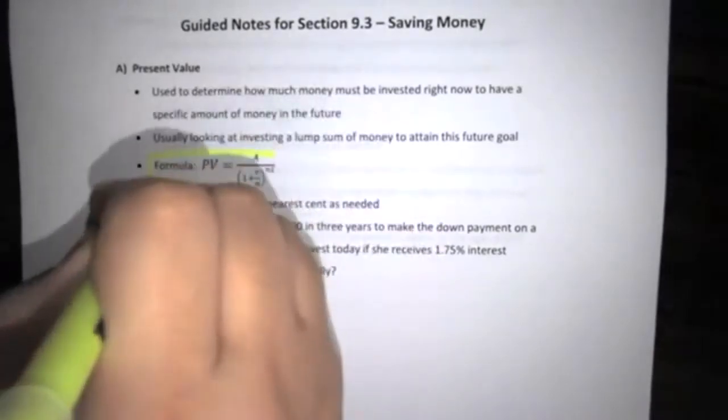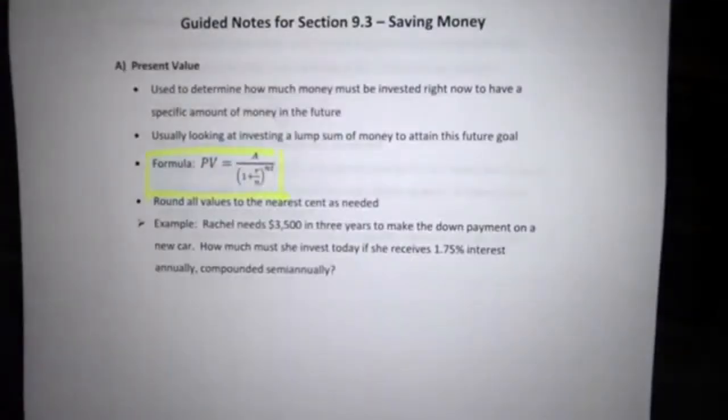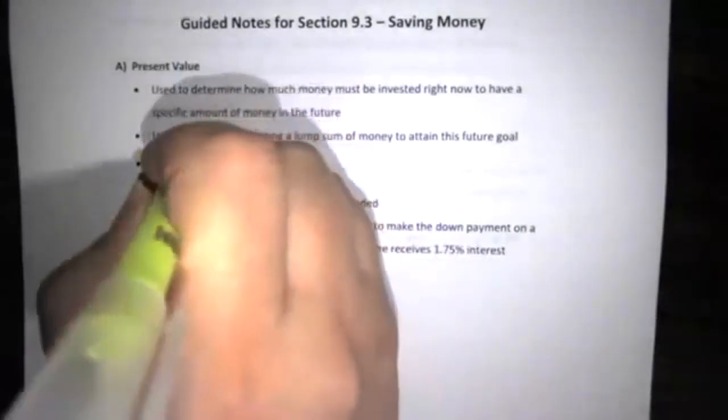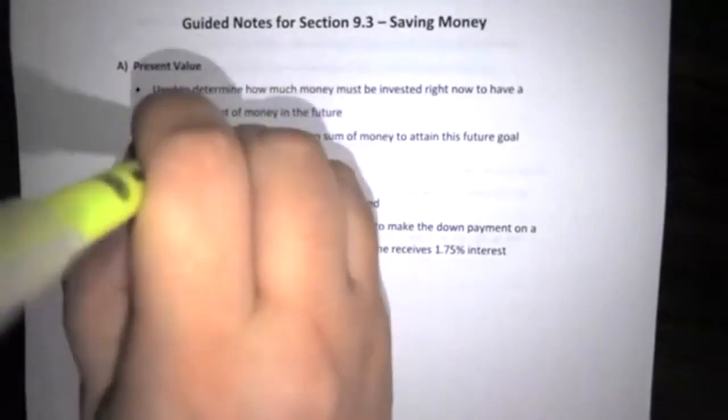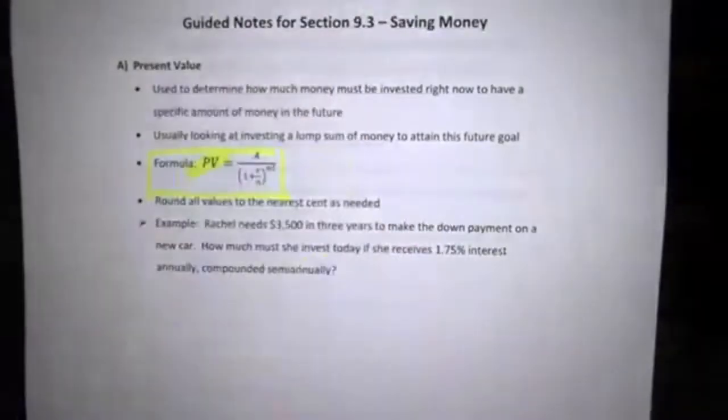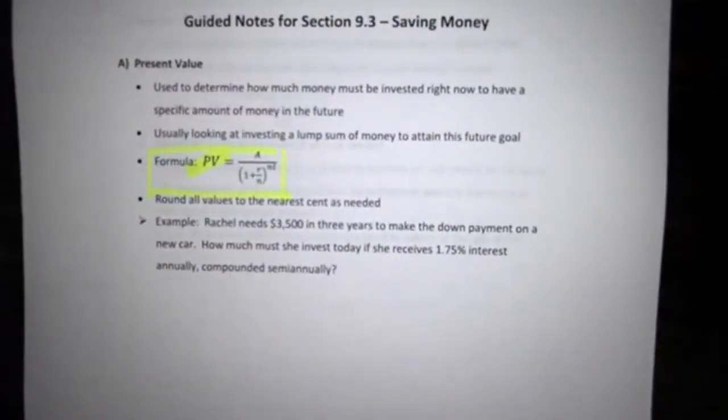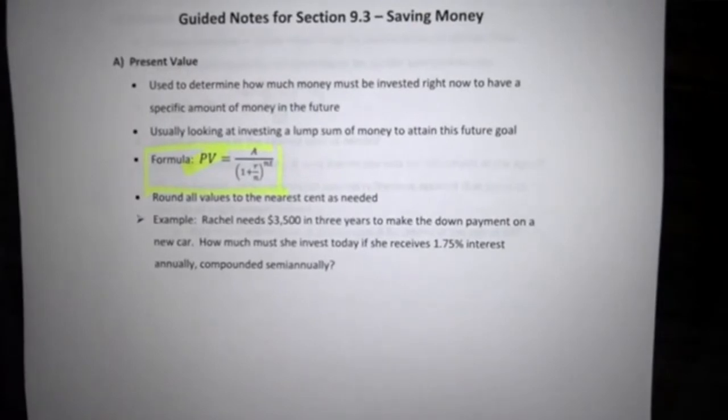So the first one we're going to look at is a present value formula. So notice PV, standing for present value. Here we're also going to round to the nearest cents, and if you think about it, this is usually where we are going to be investing a large amount of money in order to obtain a future goal.